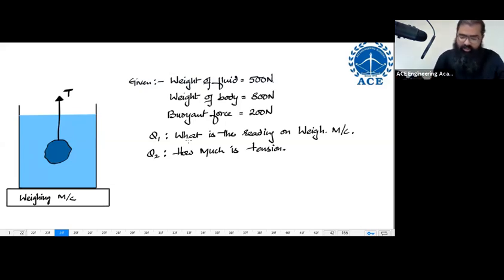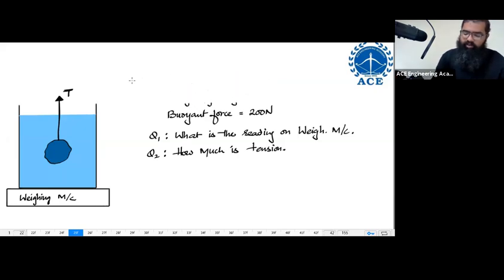I'm creating a duplicate slide where I'll be doing the solution. The previous slide is as it is. Don't worry about the previous slide. I'm doing the solution on the duplicate slide. I'll be erasing all these things now. Chali.